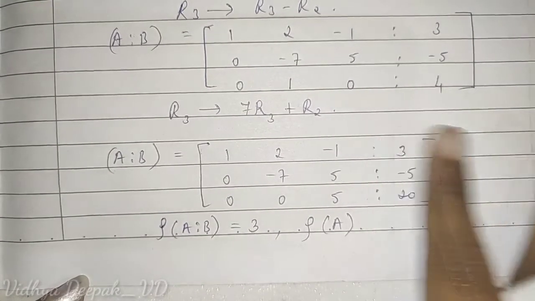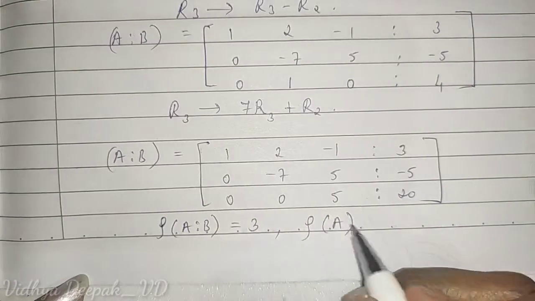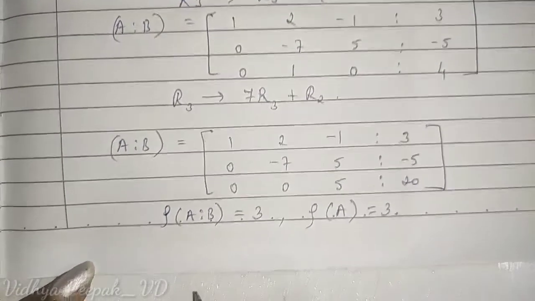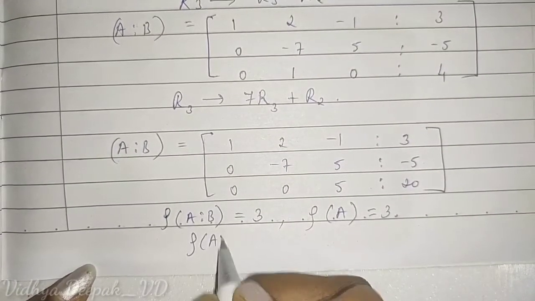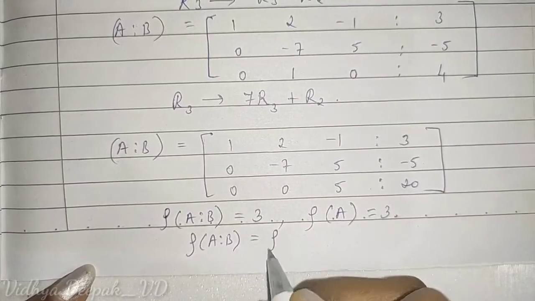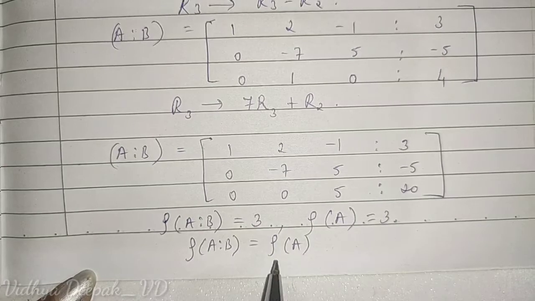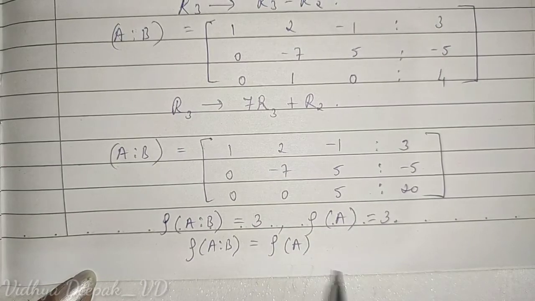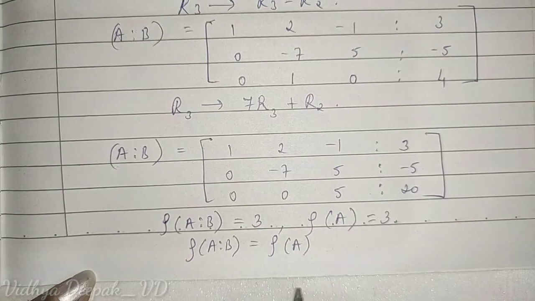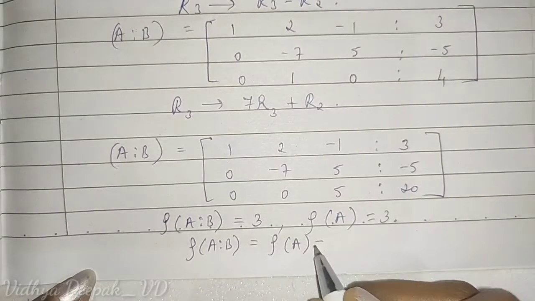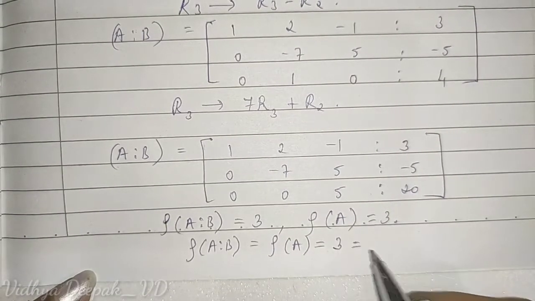What is the rank of the matrix A? Leaving this, it is 1, 2, 3. That means the rank of the augmented matrix is equal to the rank of A. Now we can say the system is consistent, and either it has a unique solution or infinite solutions. So how will you find that? If this is equal to 3, if this is equal to the number of unknowns.